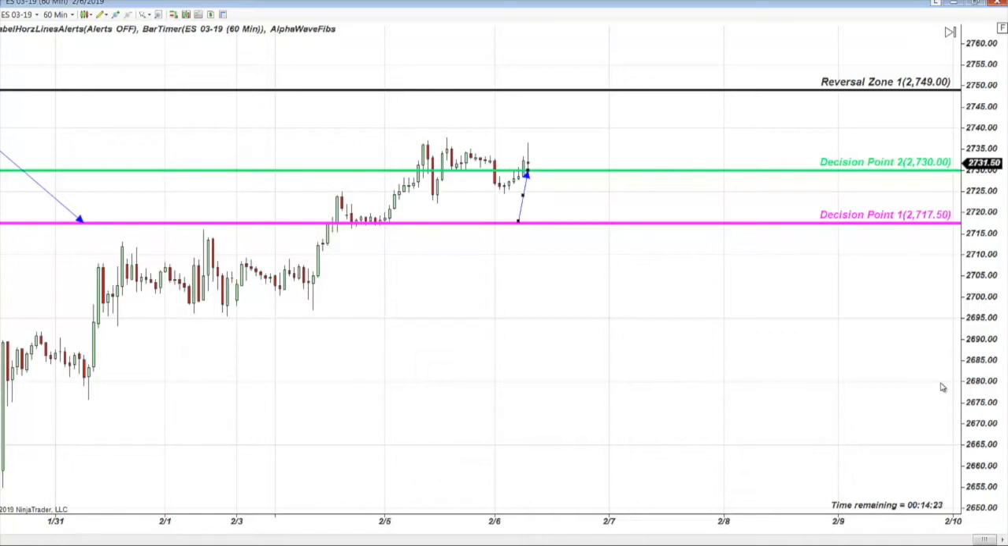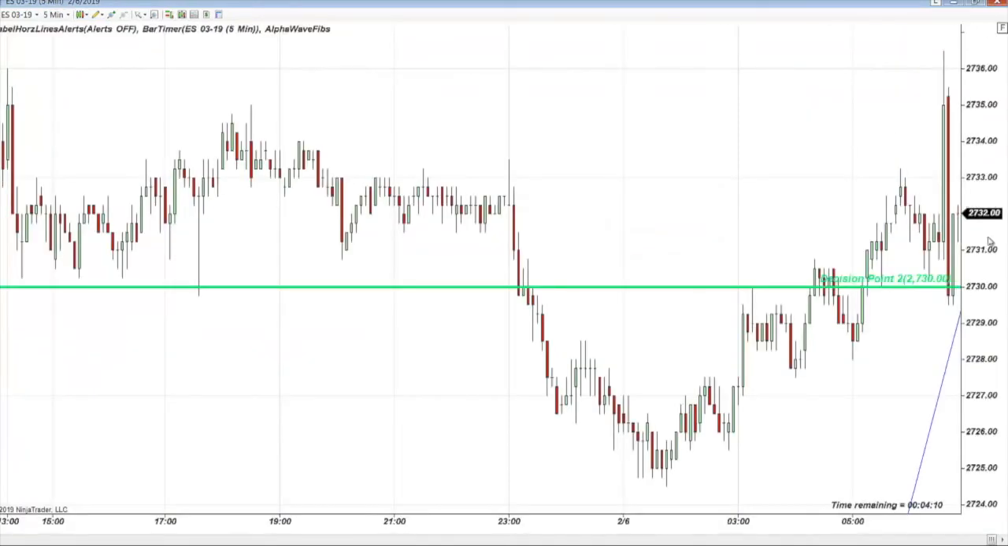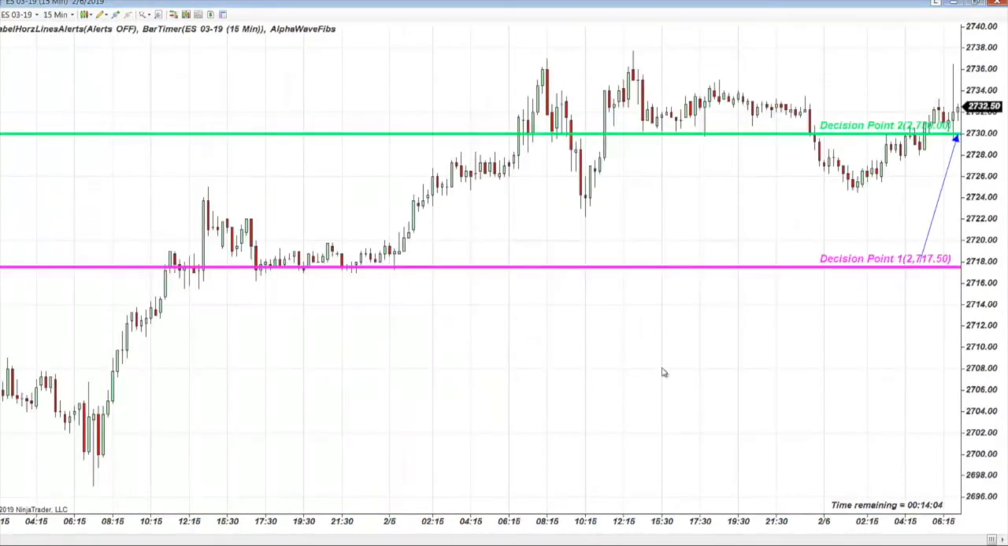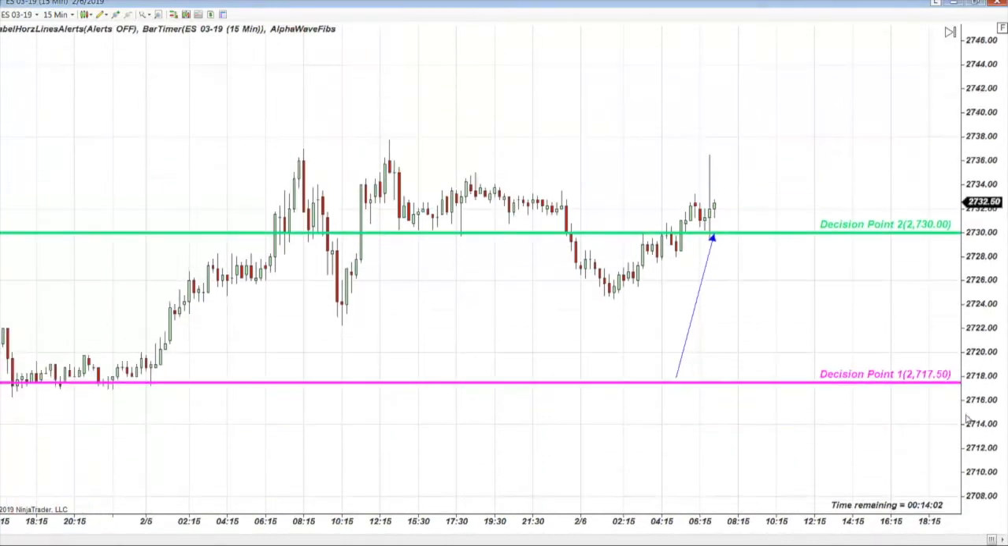Key resistance becomes key support. Cannot short near. And again, if I convert this chart to 5, the exact same formula remains. If I convert this chart to 15, the exact same formula remains. This is the market yesterday after the trading room close. Do not short into this support.